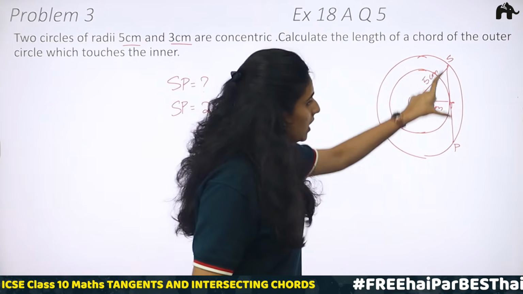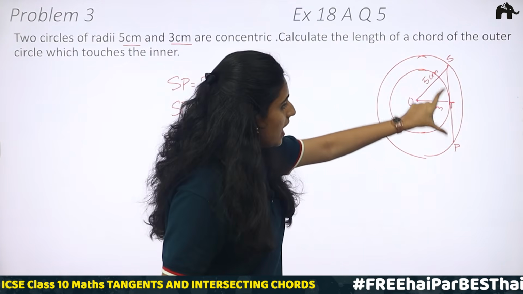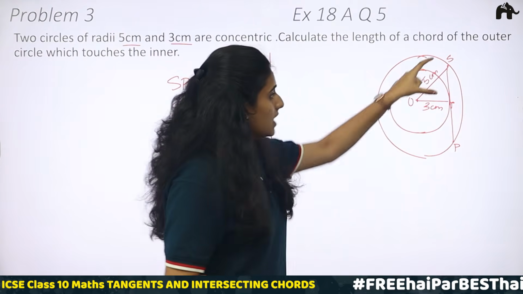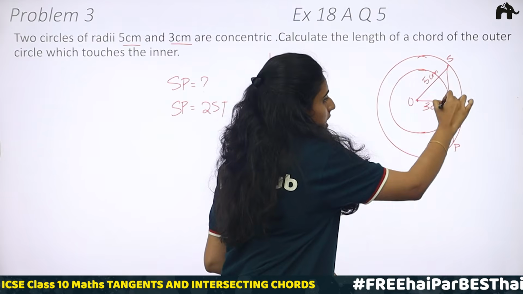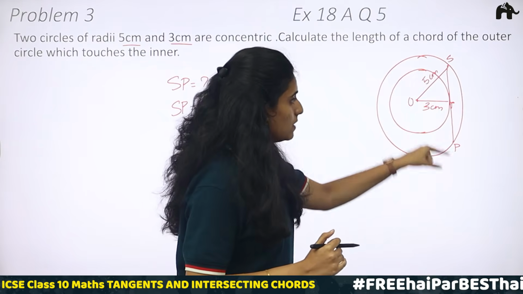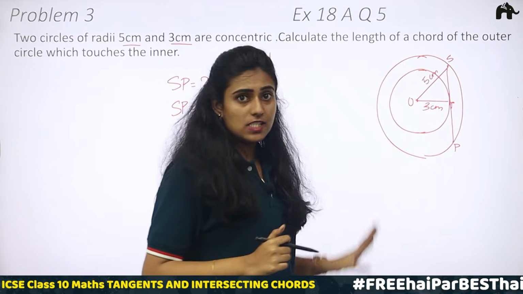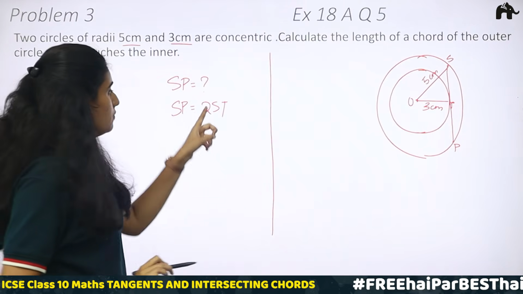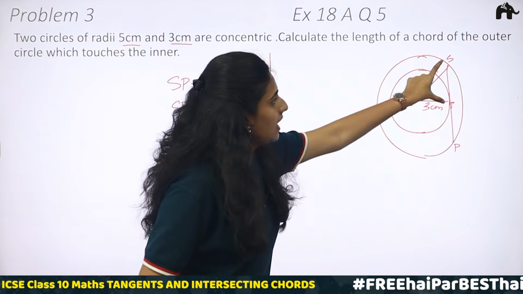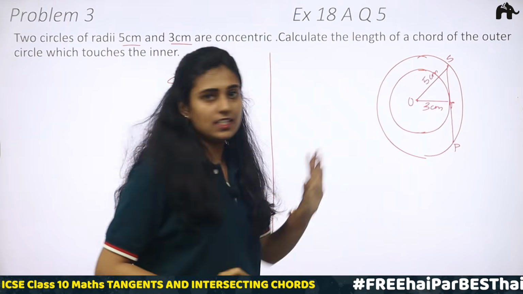Bisect means it will be divided into two equal halves. ST and PT will be equal. ST plus PT will be equal to SP. Therefore, ST will be half of SP, or we can write SP is equal to 2 times ST. Okay. So, if we are able to find the length ST, we can get the length SP.